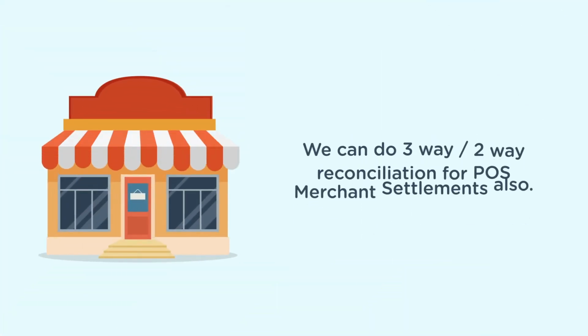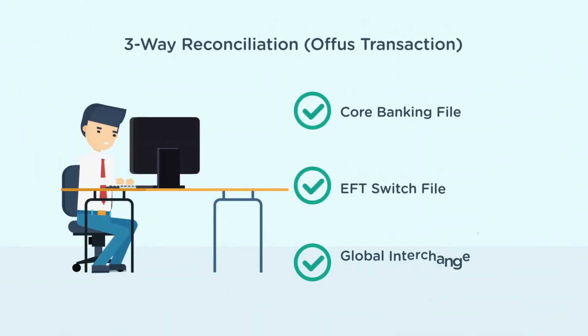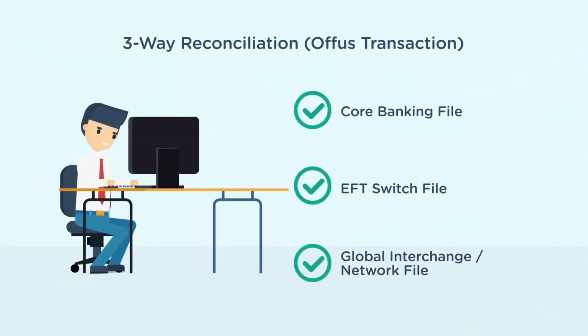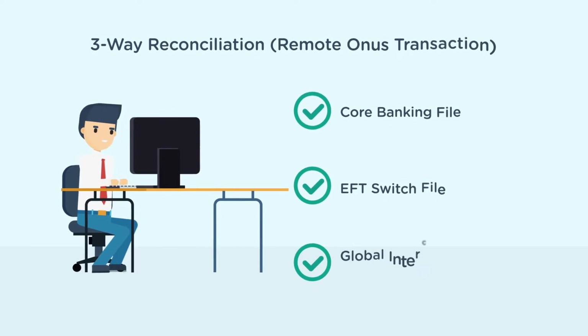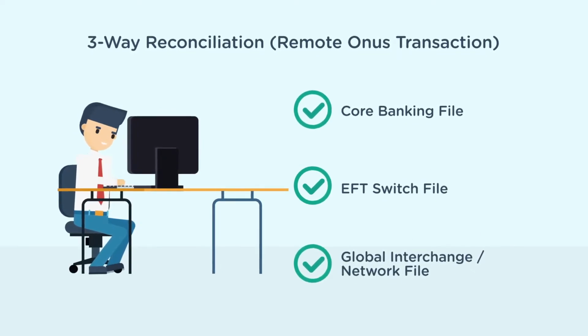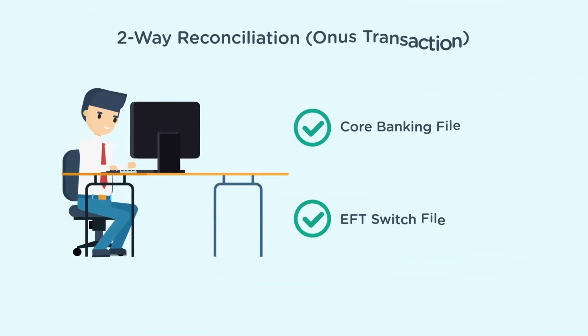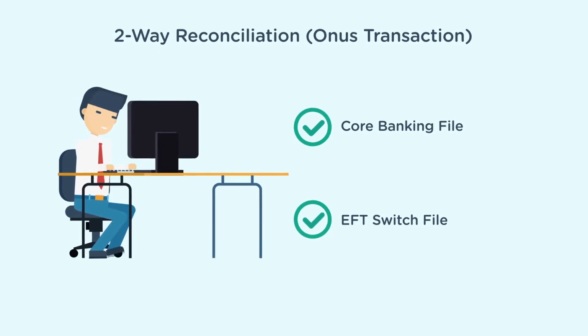Likewise we can do the same 3-way, 2-way reconciliation for post-merchant settlements also. 3-way off-us transaction settlements for core banking file, EFD switch file and global interchange or network file. 3-way remote on-us transaction settlements for core banking file, EFD switch file and global interchange or network file. And finally 2-way on-us transaction settlements for core banking file and EFD switch files.